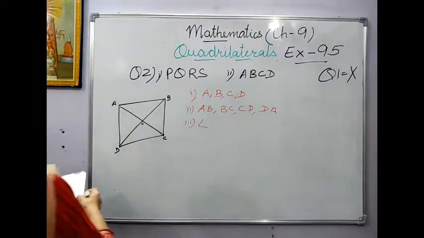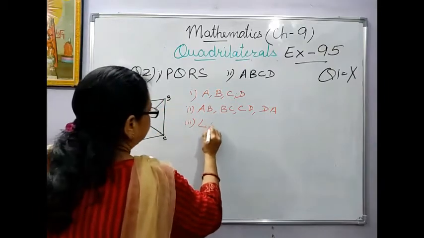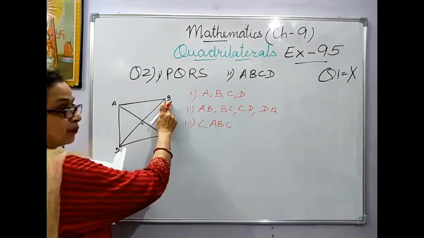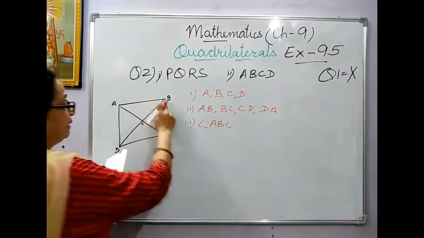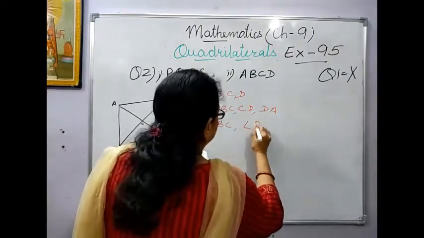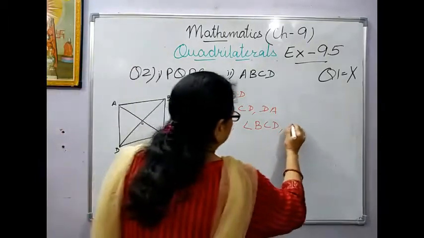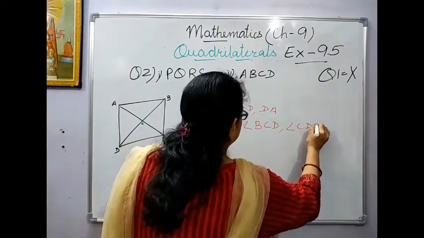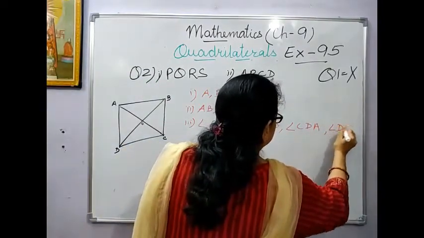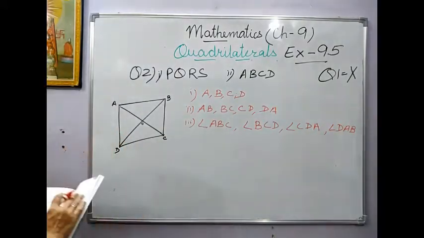Now we'll start from here. This is angle ABC. You remember in an angle, the center letter is the vertex. Then angle BCD, then CDA, then DAB. These are the main angles which you can see over here.